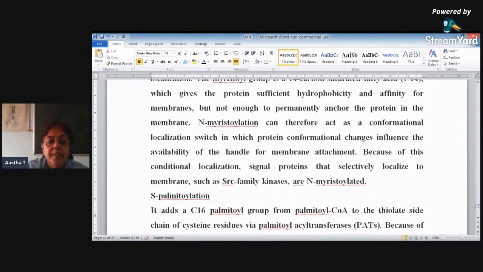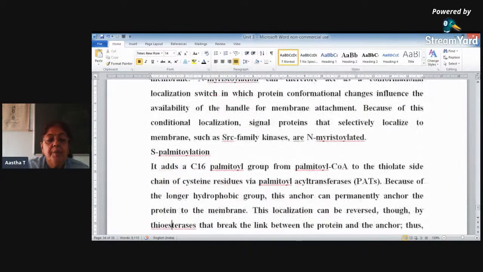So for example, signal proteins or SRC family kinases are N-myristoylated. Then S-palmitoylation. Palmitoyl group is nothing but a 16 carbon fatty acid group, palmitoyl coenzyme A, and it will be attached to the thiolate side, the S side of the cysteine residue. What is there in cysteine?